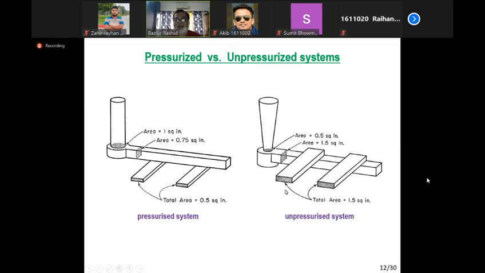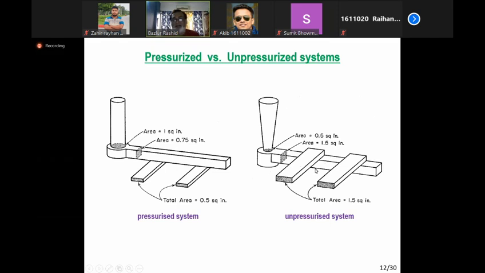In the unpressurized system, exactly the opposite. The bottom sprue area is the smallest area, and from there on, the area is expanding. And as the area is expanding, the velocity is decreasing. So as the velocity is decreasing, the chance of turbulence is minimized. This is the sole purpose of this system, minimizing turbulence. Although there are a lot of disadvantages of this system, the purpose is to minimize turbulence. So if here it is 0.5 square inch, here it is 1.5 square inch, the total is 1.5. So 0.5 is to 1.5 is to 1.5, although it can be 3 as well, or even more. So we can increase further.